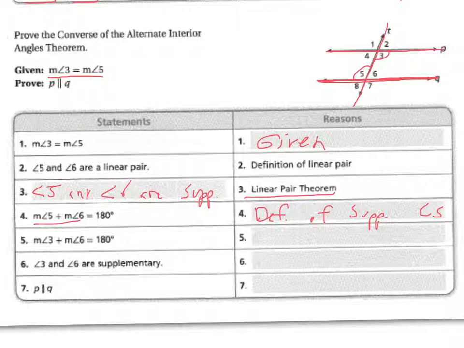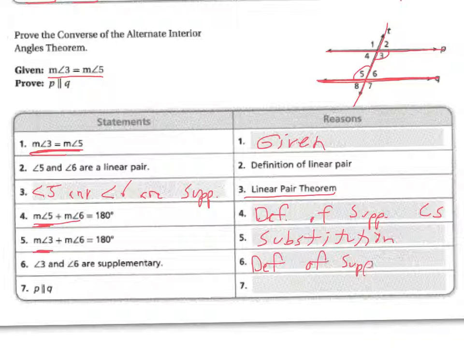Now look at what happened from 4 to 5. It's the same thing, except instead of the measure of angle 5, we have the measure of angle 3. Well, we can substitute that because of what was given to us in the first statement. 3 is equal to 5, so we can substitute that. So we use substitution. And then if their sum is 180, then we can say that they are supplementary because of the definition of supplementary angles.